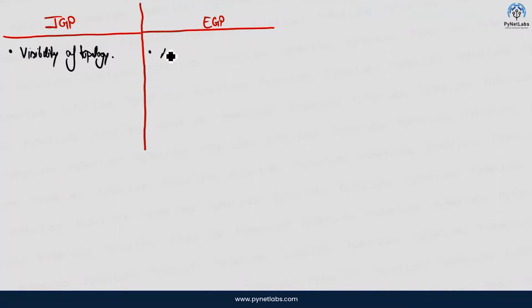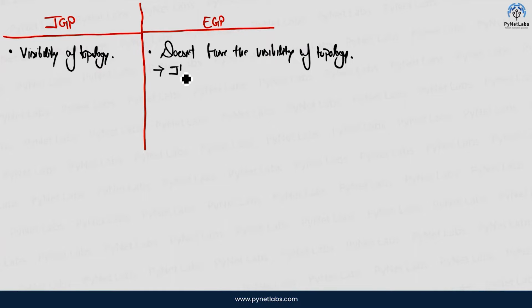So I'll simply say it doesn't have the visibility of topology. And to have the visibility of topology, it actually relies on IGP protocol.